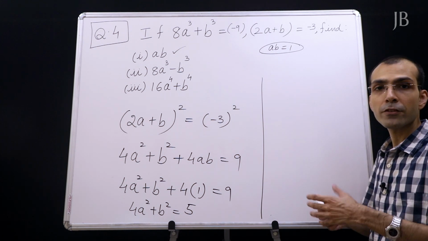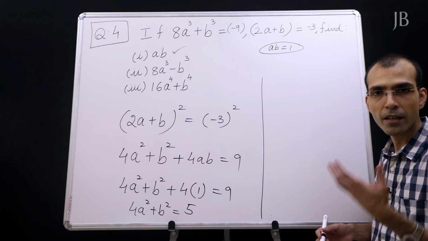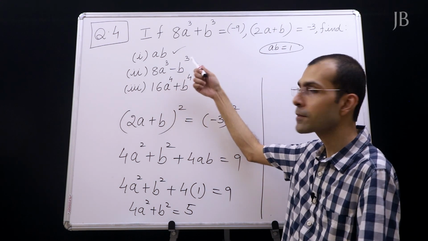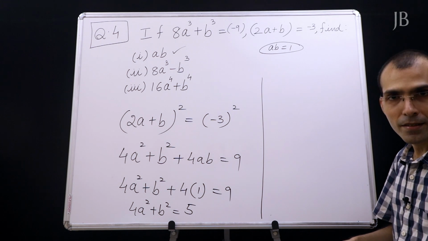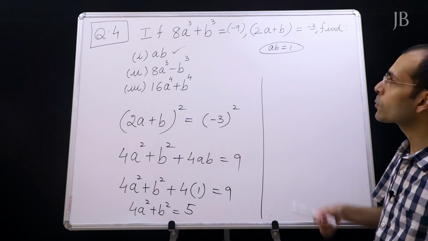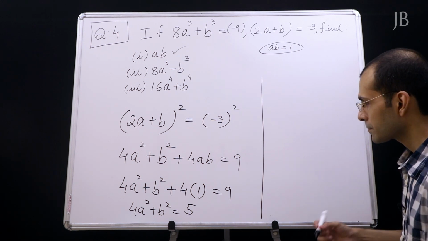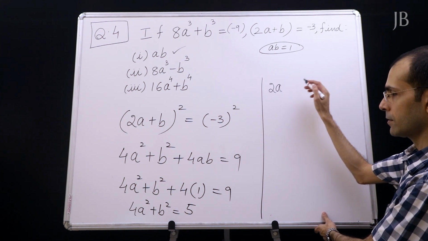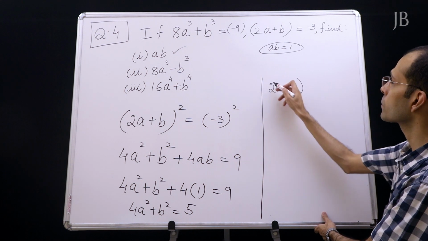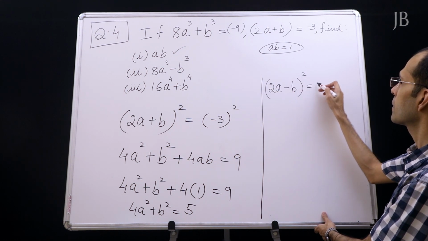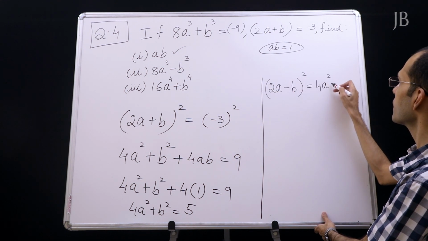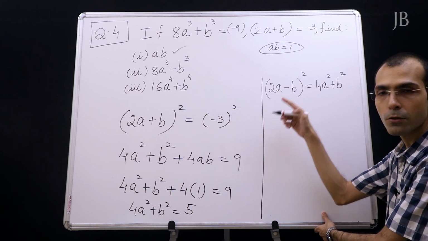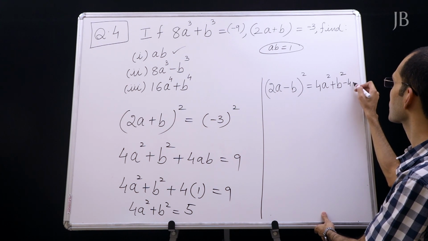From this we will extract 2a minus b. Why are we doing so much of work? Because we need to find 8a cube minus b cube, for which the base term is 2a minus b, and 2a minus b is not given. So 2a minus b the whole square now we will do. 4a square plus b square, first term into second term into 2. So minus 4ab.